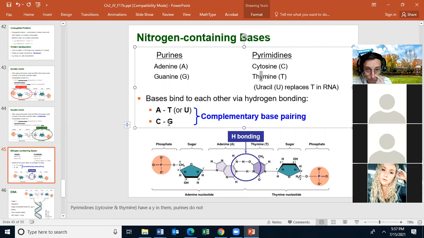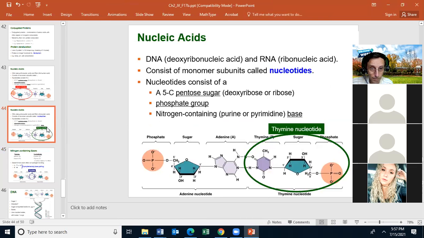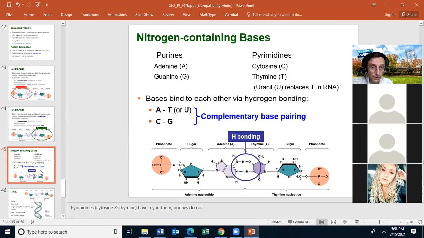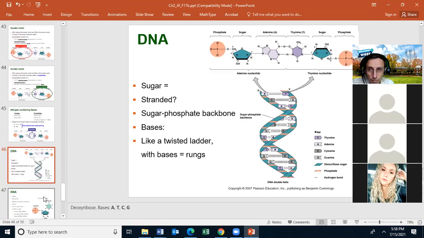You should also know that the A and the T binding have two hydrogen bonds between them, and the G and the C, do I have that anywhere? The G and the C have three hydrogen bonds between them. So the C and the G, it's a little stronger bond than between the A and the T, just because there's one more hydrogen bond. All right, there we got the G and the C having three hydrogen bonds.